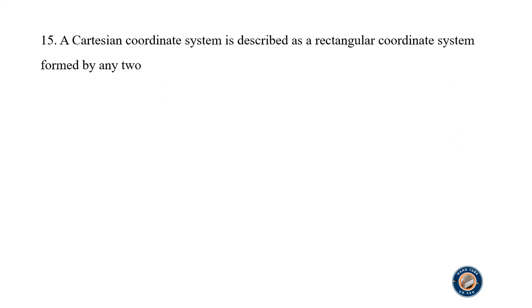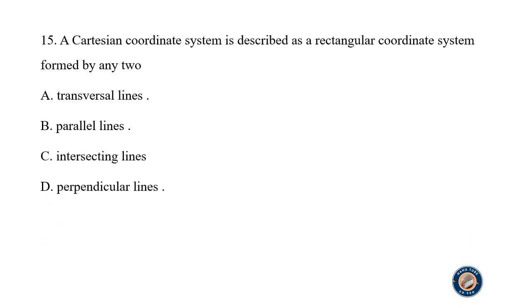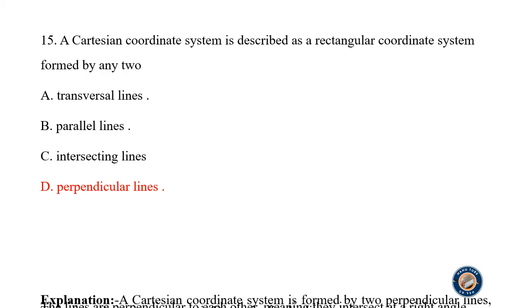Question number 15. A Cartesian coordinate system is described as a rectangular coordinate system formed by any two A. transversal lines, B. parallel lines, C. intersecting lines, D. perpendicular lines. The answer will be perpendicular lines.